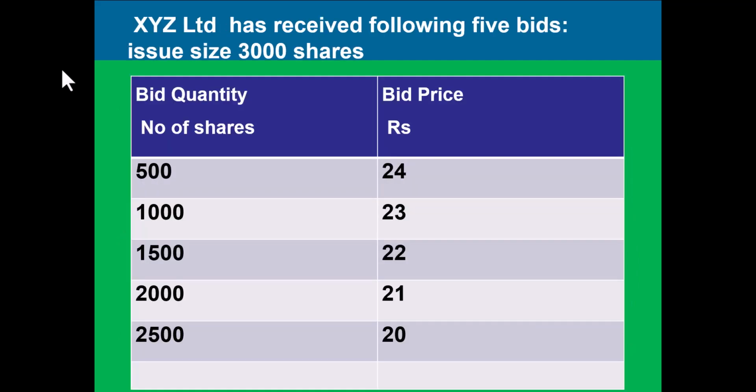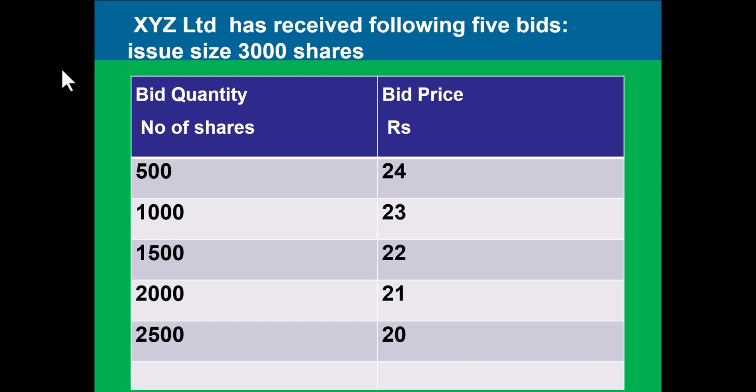Okay, now let's say that the company XYZ has received the following 5 bids and the issue size is 3,000 shares. Someone has applied for 500 shares and has given a bid price of 24, because the bid was between 20 to 24, so you are allowed to choose any bid price. Now there's another shareholder who has applied for 1,000 shares and given a bid price of 23. You are allowed to bid between 20 to 24.